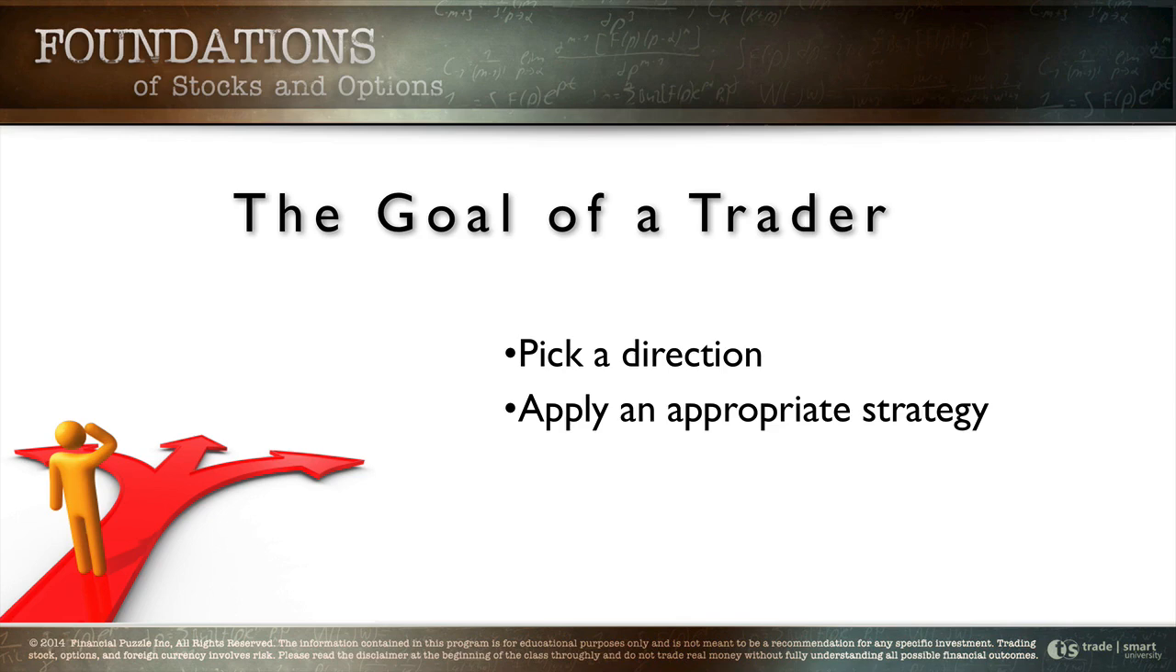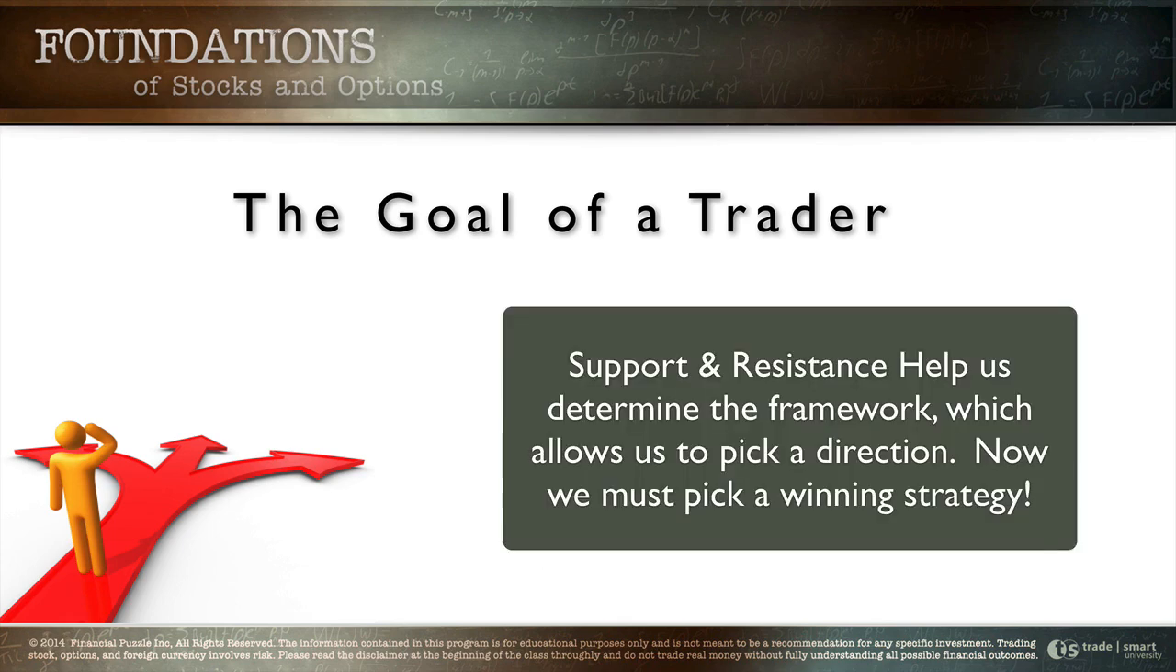If we apply the appropriate strategy, then we become winners in terms of making money in the stock market, right? So understanding that our goal as a trader is to pick a direction and apply an appropriate strategy, we're going to use support and resistance to lay that framework. Support and resistance is going to help us lay the framework of where the buying pressure is going to be, where the selling pressure is going to be, so that we can pick a direction, and once we've picked a direction, now we're going to start to apply a winning strategy, okay?